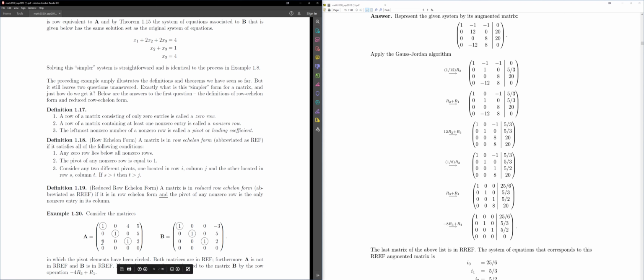For example, this row over here has at least one entry which is non-zero. As a matter of fact, it has 3 of them, but the main thing is that you have at least one. Once you have something that is not zero in the row, then it's a non-zero row.